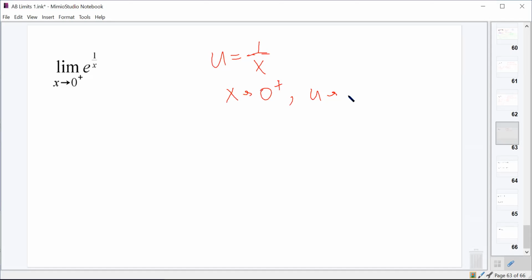Infinity? Yeah, it should be a positive infinity, right? Because we're dividing by a very small positive. A positive divided by a very small positive ought to be a positive infinity. So this becomes a limit as U approaches infinity of e to the U, which gives us infinity. Good or no?